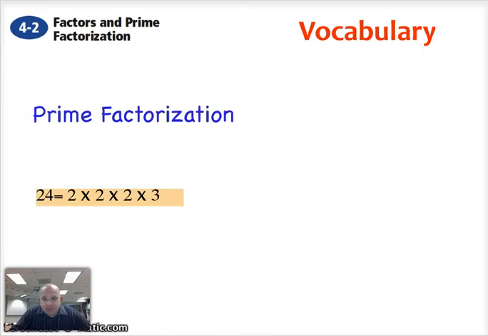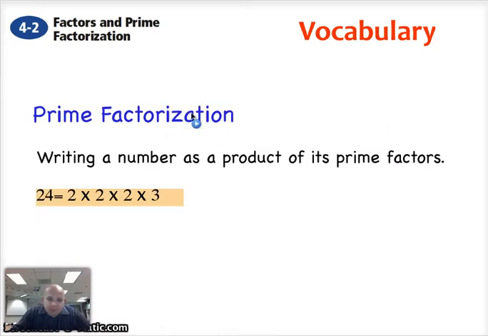Prime factorization. Prime factorization is writing a number as a product of its prime factors. Here we have an equation, 24 equals 2 times 2 times 2 times 3. Each one of those numbers in that product, written as factors, are prime factors, are prime numbers. 2 times 2 is 4, times 2 is 8, times 3 is 24. Now we can do prime factorization for any positive whole number.